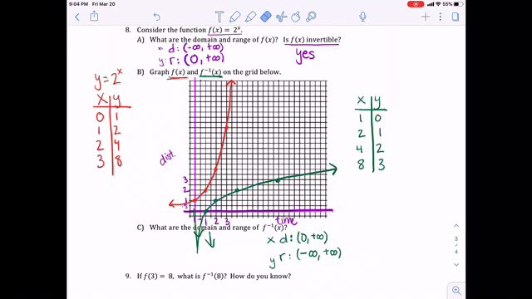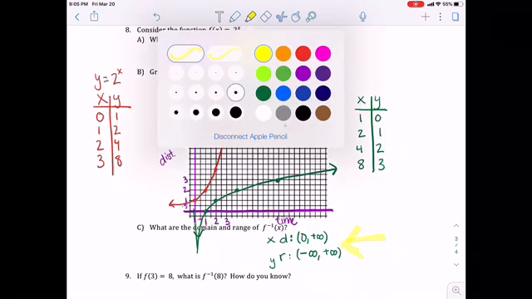Now, the important thing I want you to notice here is that the domain and range of my original function and the domain and range of my inverse function have just switched places. Domain became range, range became domain. That happens because it's an inverse. In an inverse, we switch the x and the y, which means the domain, the x values, and the range, the y values, will also switch places.